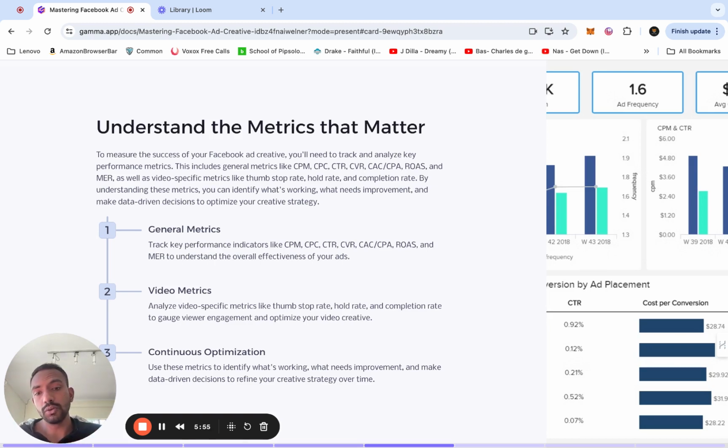Video metrics, so things like hold rate, completion rate, thumb stop rate, hook rate. These metrics gauge how much of the video your audience that you're serving that ad to actually watches. Is it 3 seconds? Is it 15 seconds? Is it the whole video? Obviously, this is going to be a sliding scale, so less people will actually go ahead and complete the entire video. But generally, you want to make sure that you're hooking people within the first 3 to 15 seconds and retaining them throughout the video.